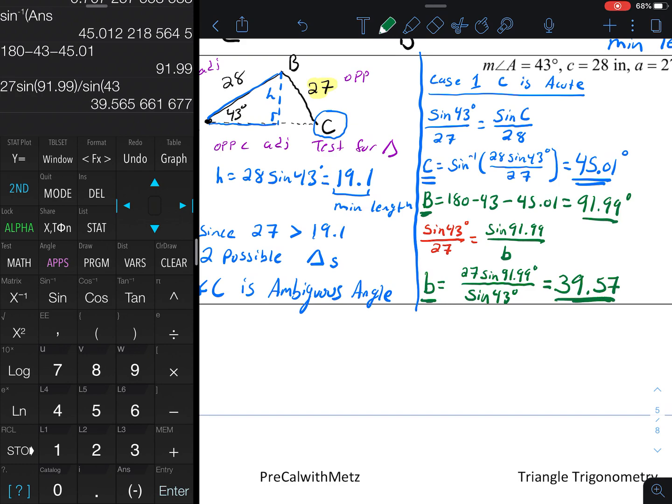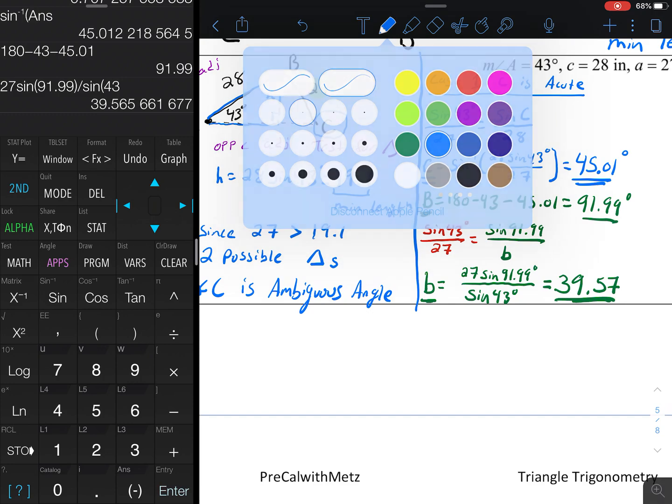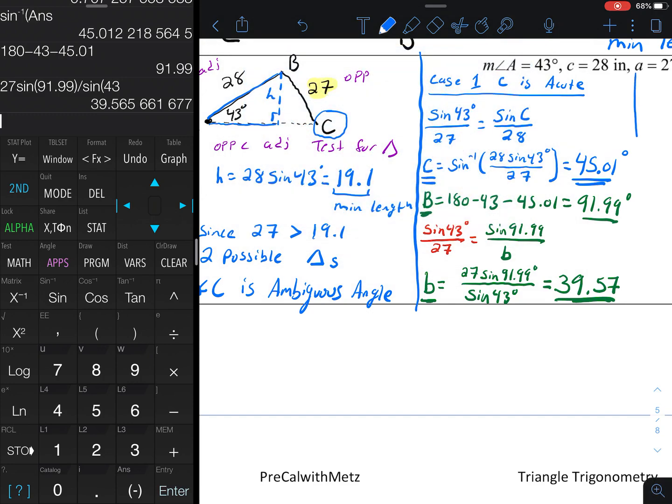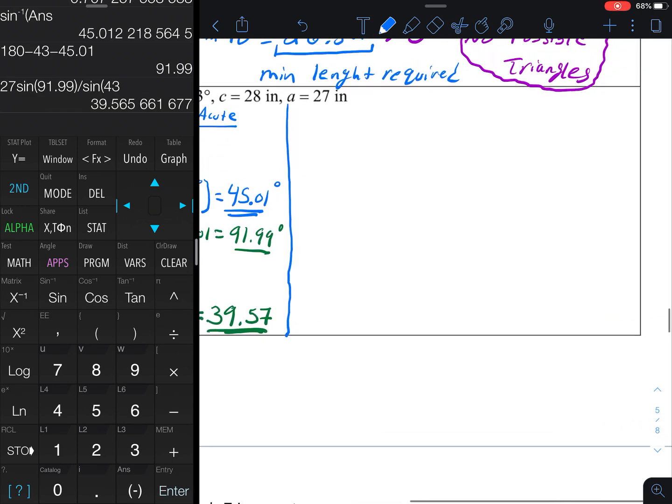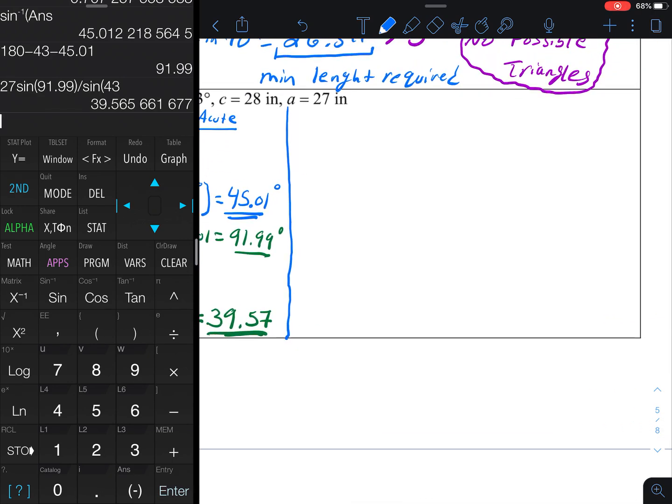Is the measure of side B. Well, so far, it just seems like a standard problem. All right, nothing really changed. Well, here's the part that is different. So we just solved the case that if this angle C was acute. Well, now we have to account for, well, what if angle C was obtuse?